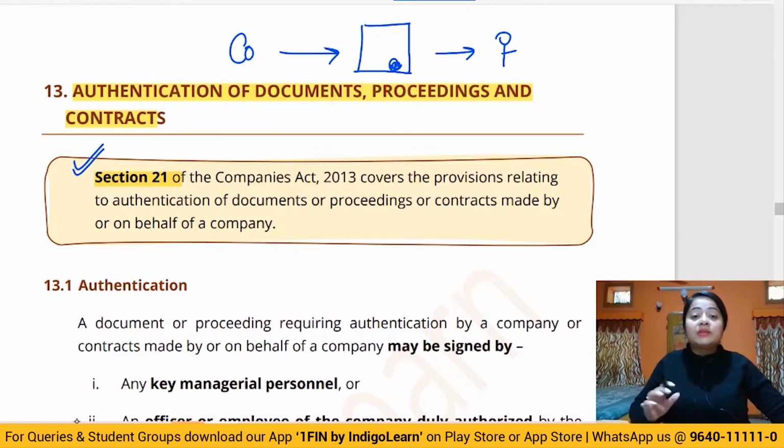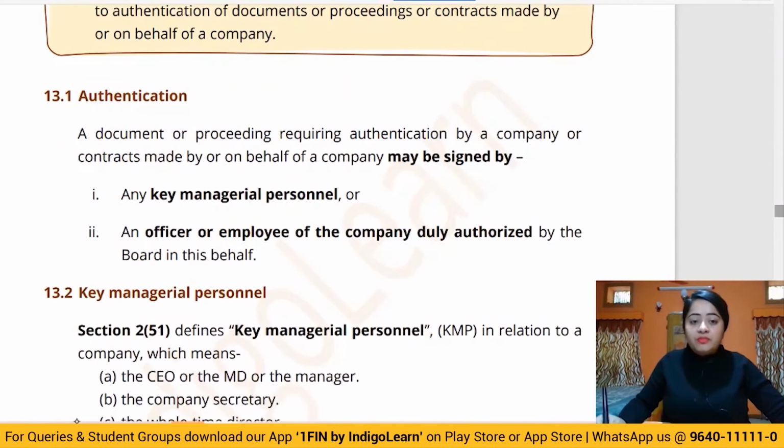Section 21 talks about authentication of the different documents, proceedings, and contracts executed by the company. Now, this section says that from the side of the company, the documents and the contracts may be executed by the key managerial person of the company or any officer or employee which is duly authorized by the board of directors of the company. Okay, either the key managerial persons or any specific officer or employee which is authorized by the board of directors in certain matters, they can sign on these contracts.